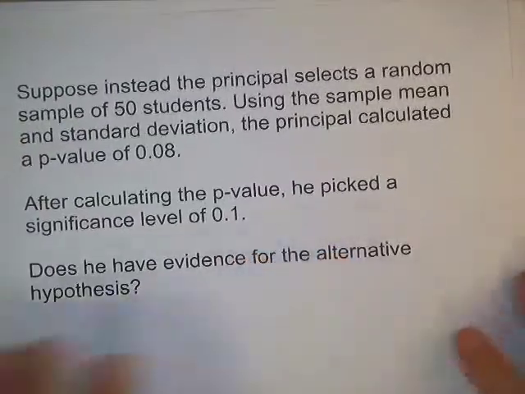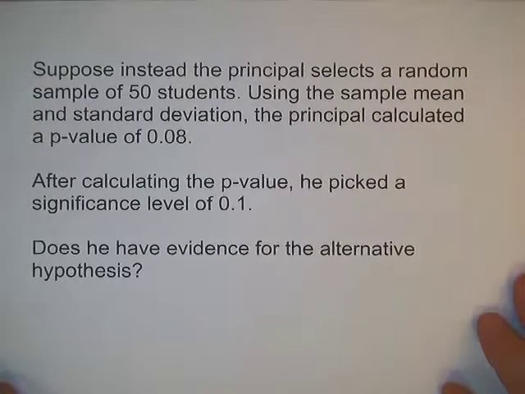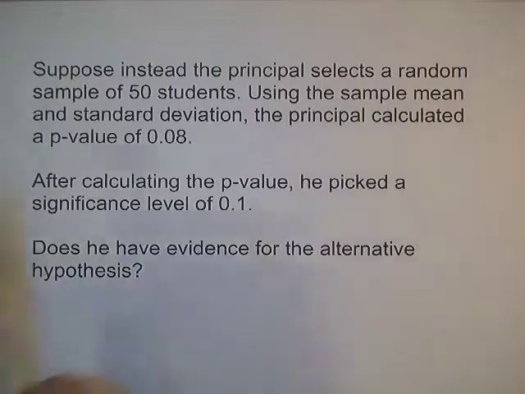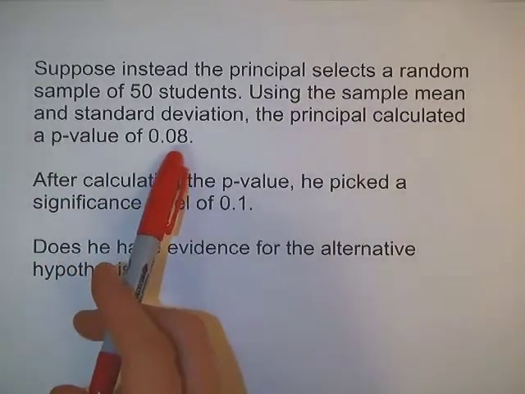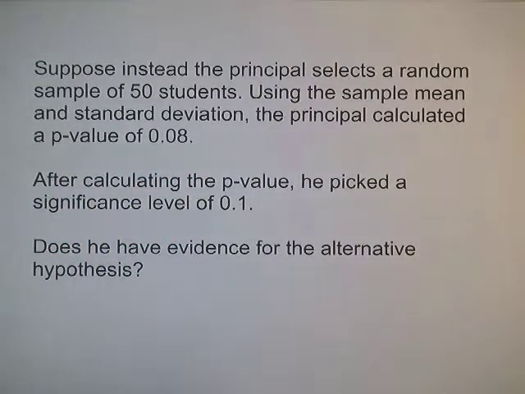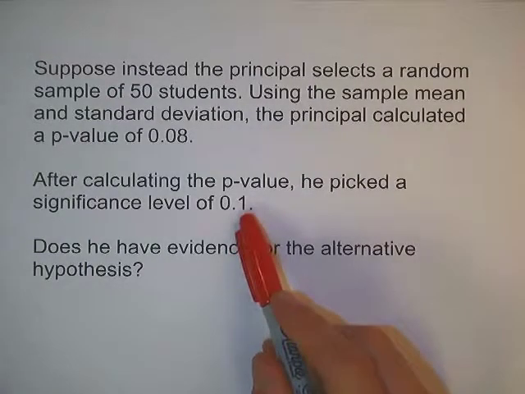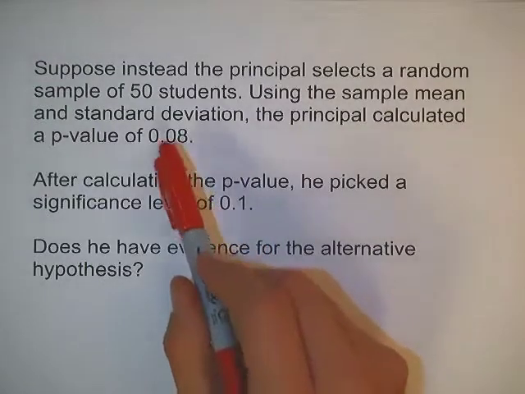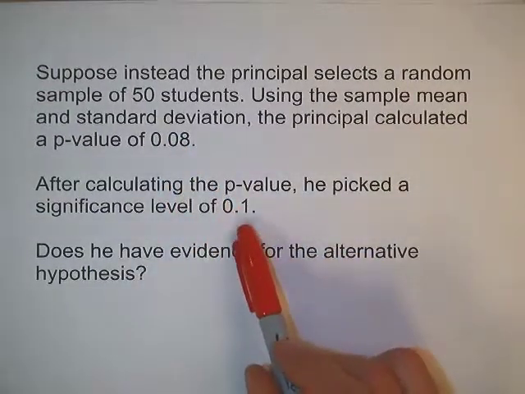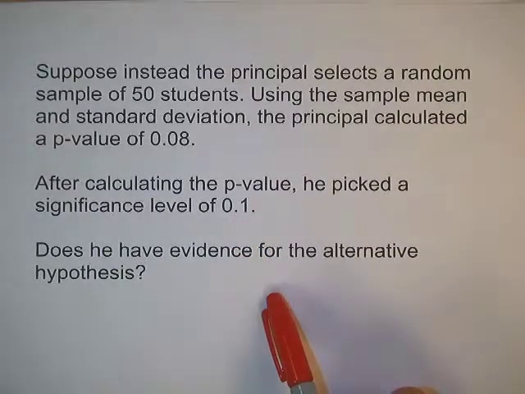All right, so let's take a look at the same situation, but now suppose instead the principal selects a random sample of 50 students. So it is random this time. Now using the sample mean and sample standard deviation, the principal calculated a p-value of 0.08. After calculating the p-value, he picked a significance level of 0.1. Does he have evidence for the alternative hypothesis? Well, it would seem that based on his significance level alpha, his p-value is smaller, so generally that allows us to reject the null and give evidence for the alternative hypothesis.